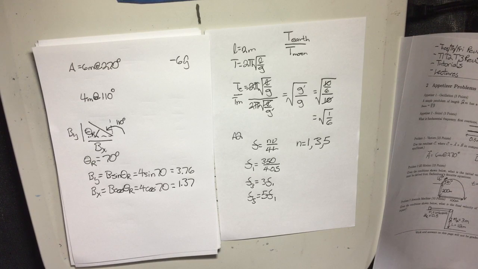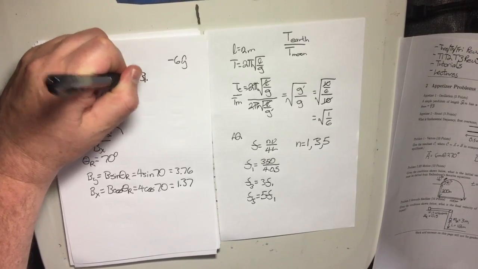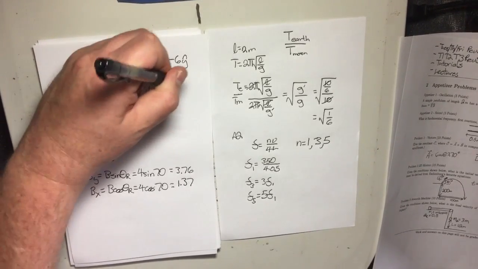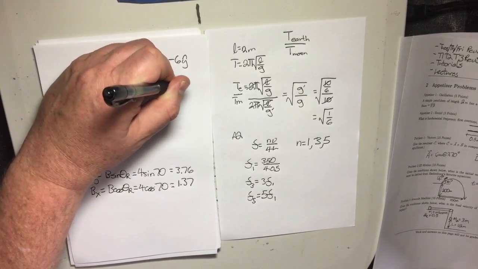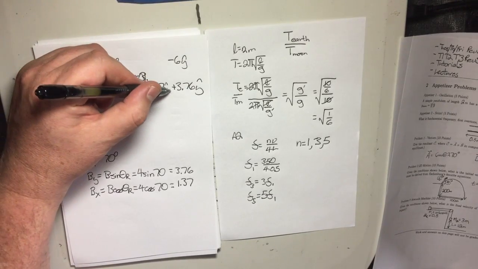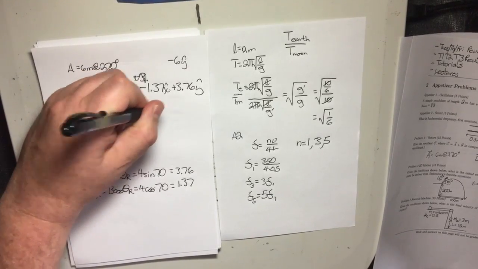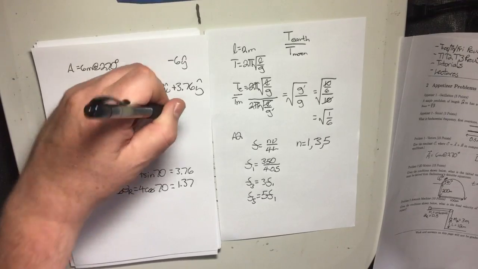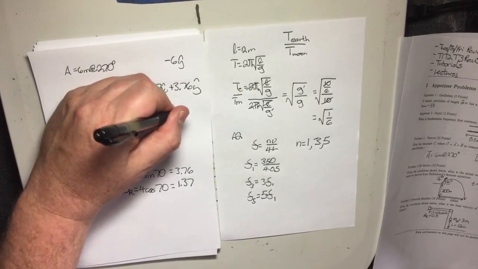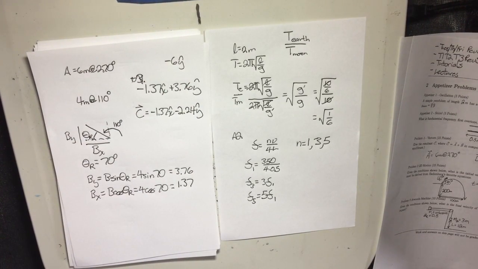It's a second quadrant vector, which means which component will be negative in this expression? It will be the x. So it is negative 1.37 x hat plus 3.76 y hat. So that's my A, that's my B. The C vector in component is negative 1.37 x hat minus 2.24 y hat. That's the resultant in component notation.